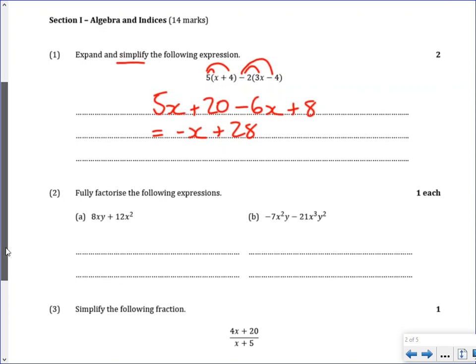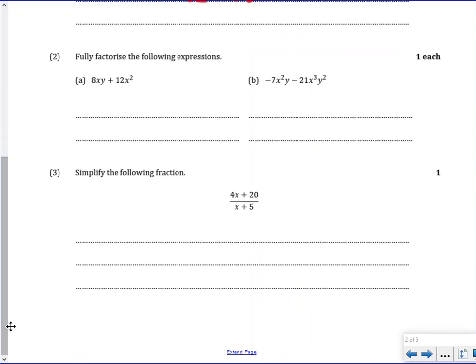Going into the next question, we're told that we want to fully factorize the following expressions. Of course, we need to factorize these. Neither of these questions involve like terms, so we can't simplify them, but we can factorize them. And the fact that it says fully means we want to take the highest common factor. Alright, so first of all, we have 8 and 12 in this question A, so we're going to take out the common factor of 4 first of all.